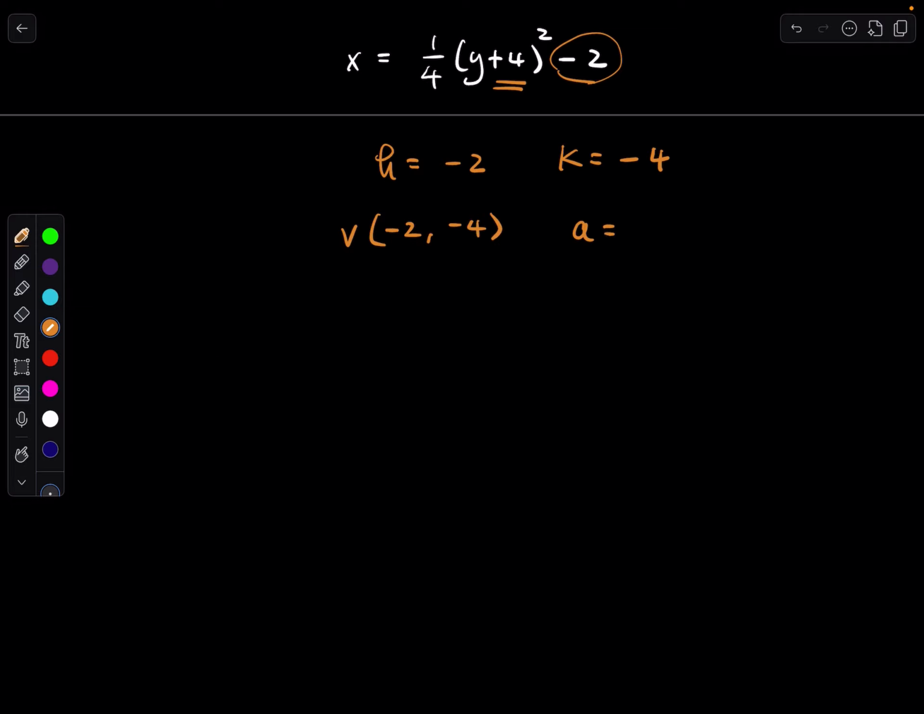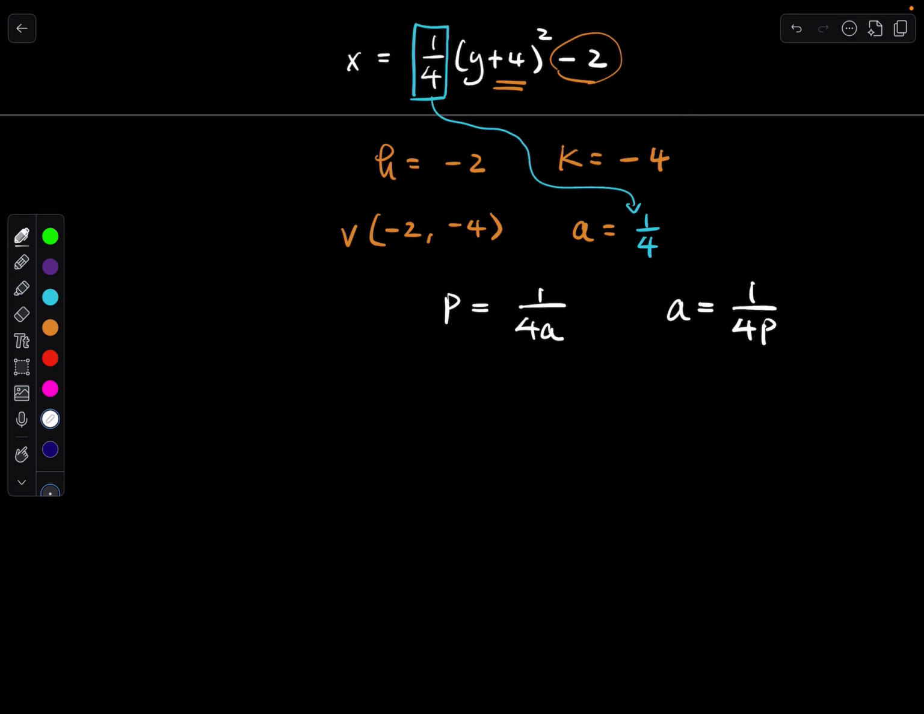a is going to be the number multiplied in front of the parentheses, so it's this little 1/4 right here. We'll quickly find p first. How do I find p? p is 1/(4a), and obviously a is also 1/(4p). So you can use whichever one you need to use.